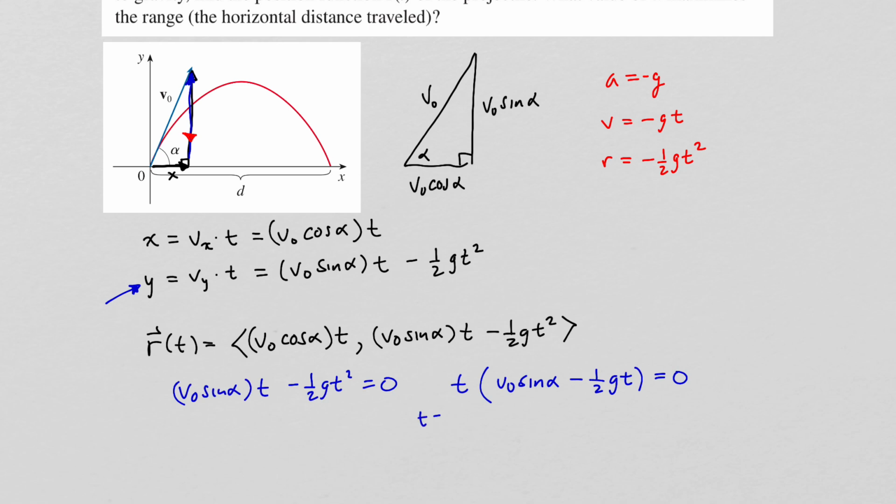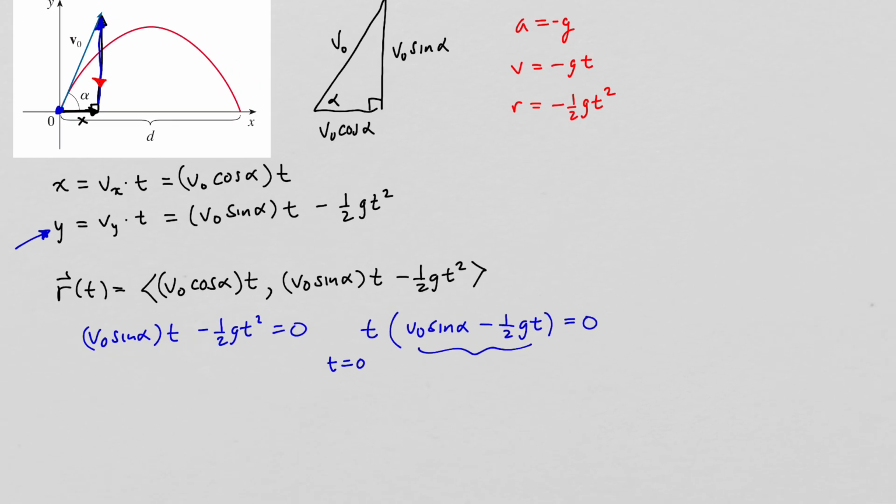Now, of course, this is going to happen when t equals 0, which is the beginning, but it's also going to happen when I set this equal to 0. And so if I have negative 1/2 gt equals negative v naught sine of alpha, we get gt is equal to 2 v naught sine of alpha, and t is going to be 2 v naught sine of alpha divided by g.